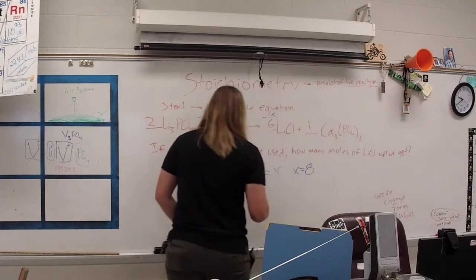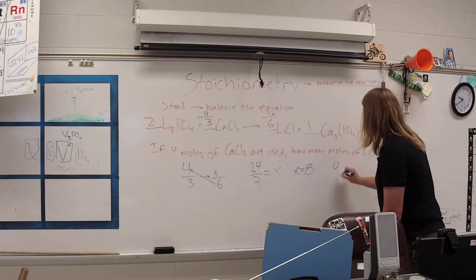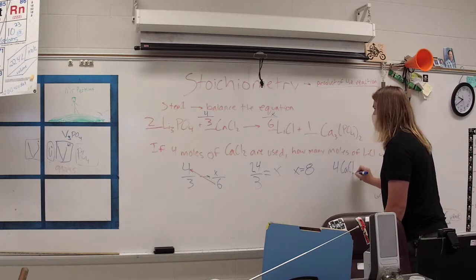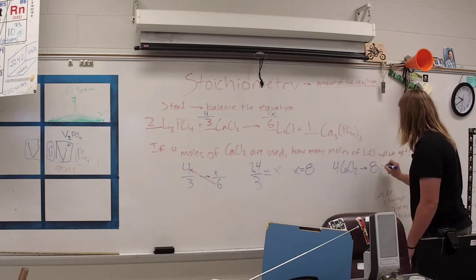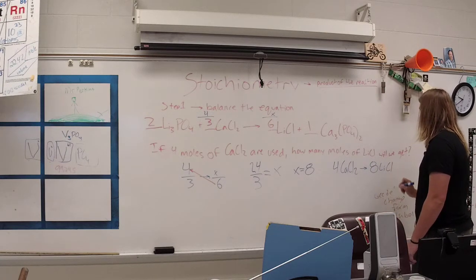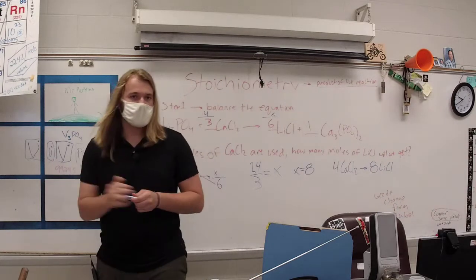So we can write that as 4 CaCl2 gives us 8 LiCl.